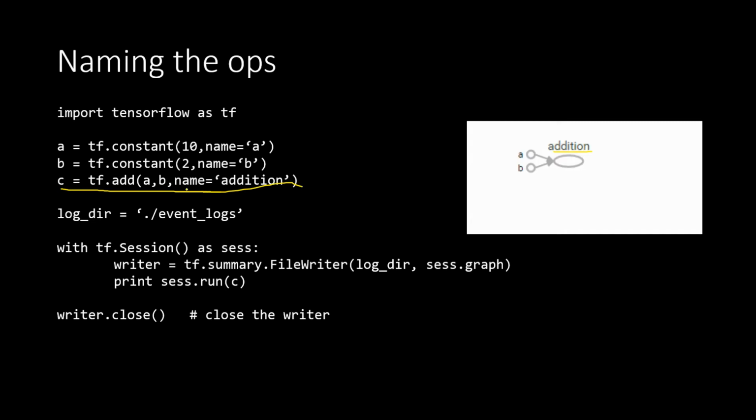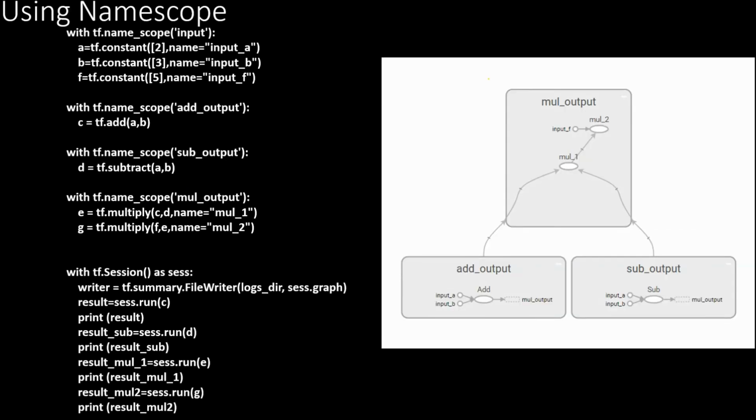And how you can give name scope. So name scope is like giving a name to a block of operations. Okay, so we can do this using a with block. So let's say this is a graph. Okay, so let's see, with tf.name_scope input. So with this name scope of input, we are defining these three ops. Okay, so a we are naming as input a, b we are naming it as input b. So now you see, instead of naming it as a constant like in the previous slide, we just name it as input a and input b.